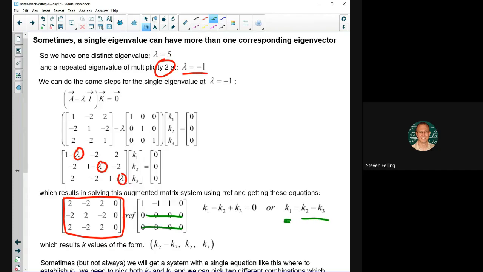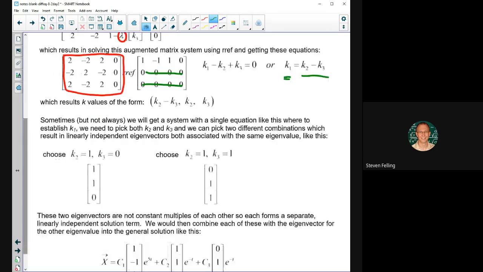And what that means is that I can choose different values for k2 and k3 and find the corresponding k1. So for example, I could choose k2 to be 1 and k3 to be 0, and then compute that therefore k1 has to be 1. But I could also choose k2 to be 1 and k3 to be 1, and therefore k1 would turn out from this equation to be 0. And these two are not linear multiples of each other, right? So these ones are linearly independent. So these are effectively two separate linearly independent solutions from one eigenvalue.